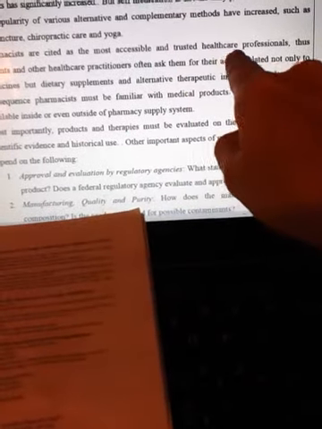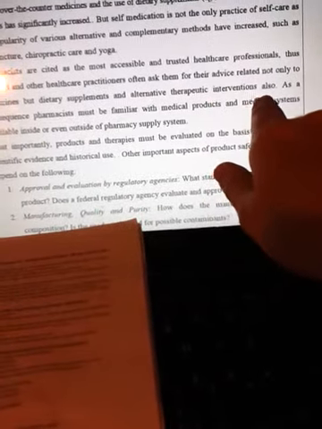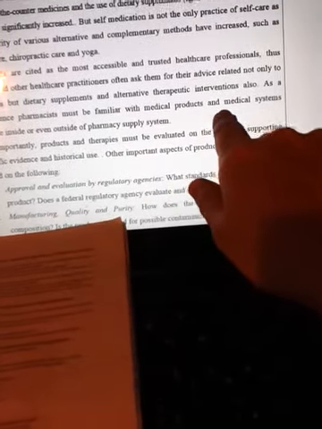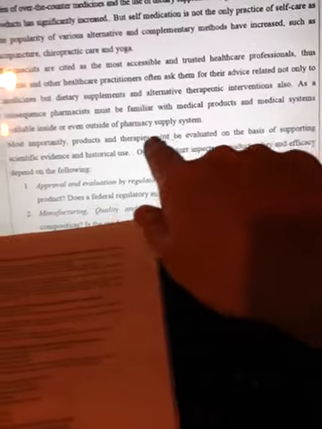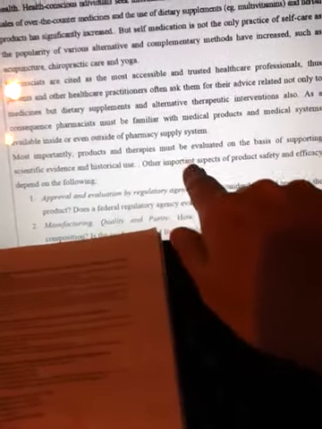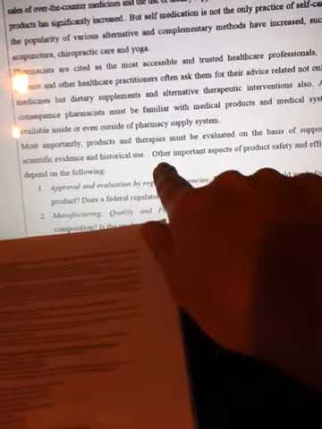Pharmacists are cited as the most accessible and trusted healthcare professionals. Thus, patients and other healthcare practitioners often ask them for their advice related not only to medicines, but also dietary supplements and alternative therapeutic interventions. As a consequence, pharmacists must be familiar with the medical products and the medical systems available inside or even outside of the pharmacy supply system. Most importantly, products and therapies must be evaluated on the basis of supporting scientific evidence and historical use.